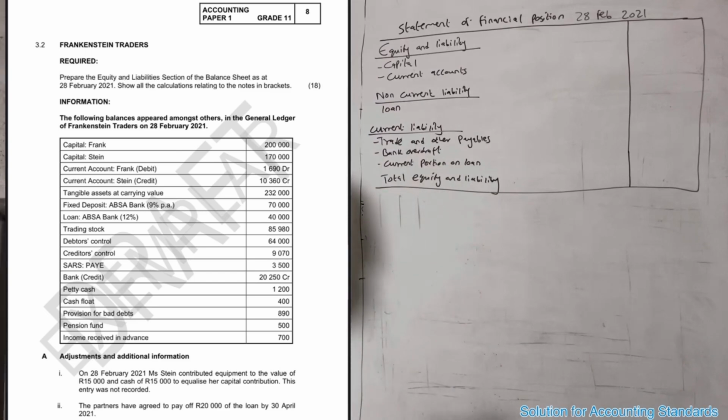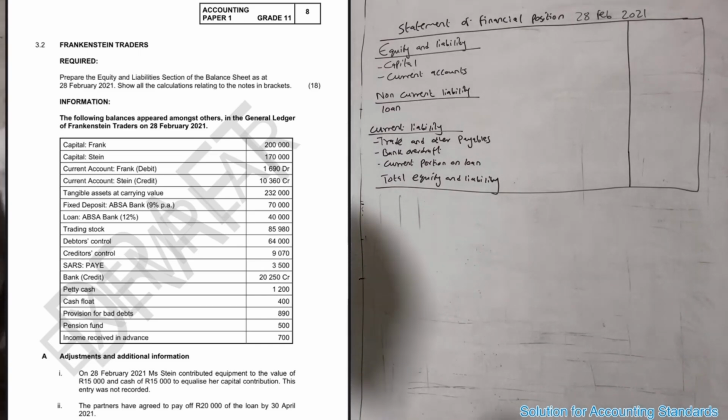Capital for both partners, Franc and Stein, and the current accounts, tangible assets, the fixed deposit, the loan, trading stock, debtors control, creditors control, SARS, bank, petty cash, cash float, provision for bad debts, pension fund, and income received in advance. Okay. Now let's start, guys.